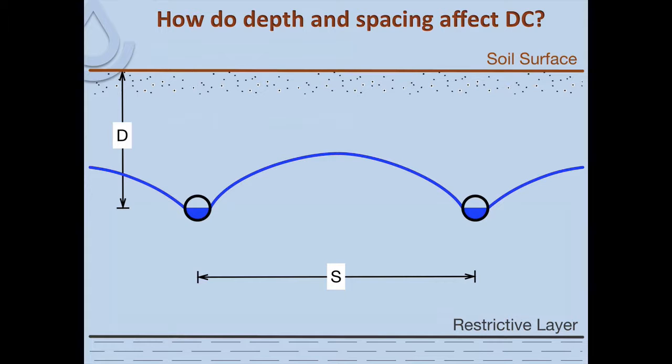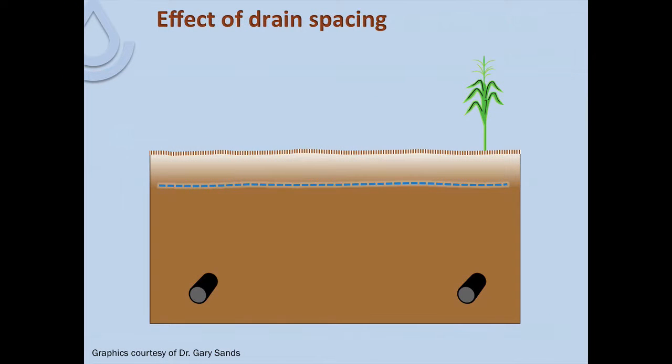And so the farther we space those drains apart, the farther water has to go in between those drains to be able to get to the drains. The deeper we put those drains, then the more driving pressure we've got as the water table comes up to drive that water towards the drains. And so it's the combination of depth and spacing along with soils that determine that drainage coefficient.